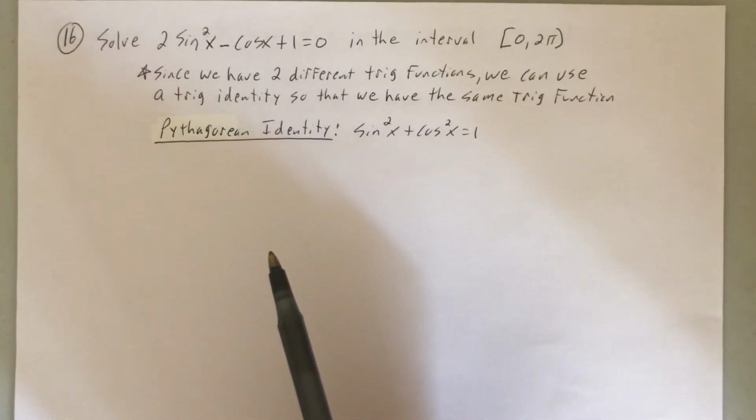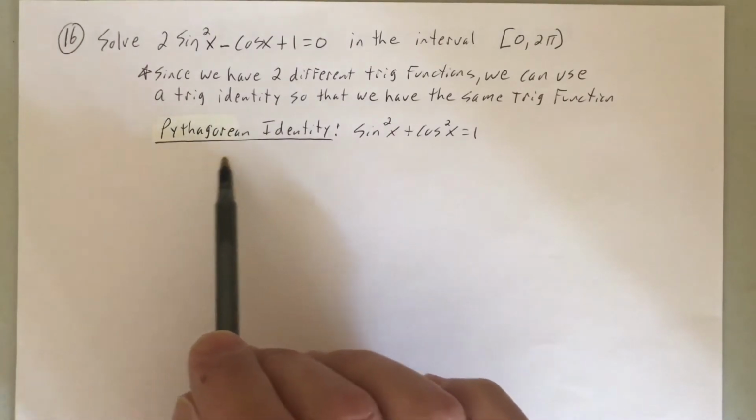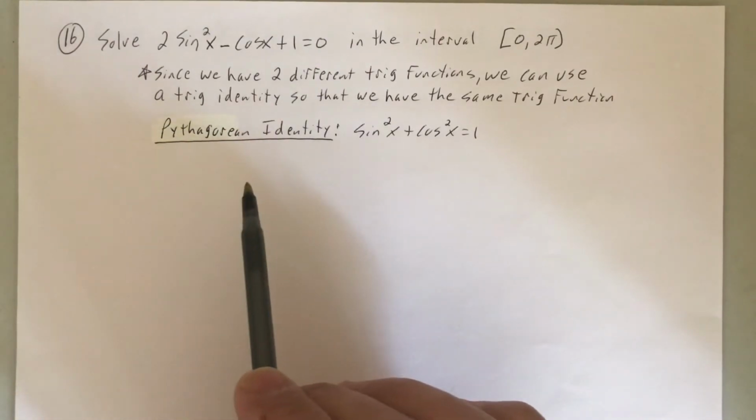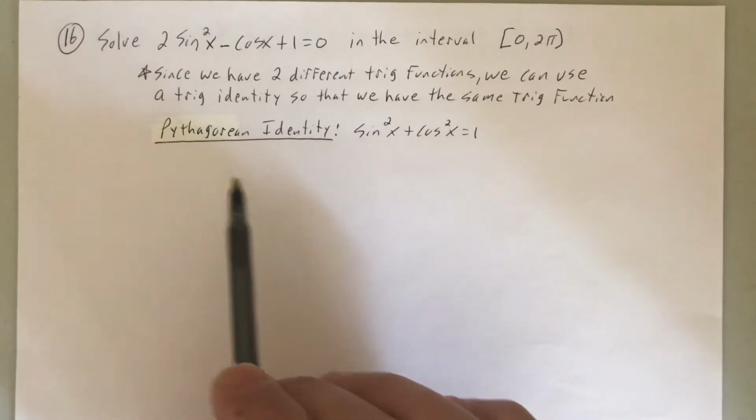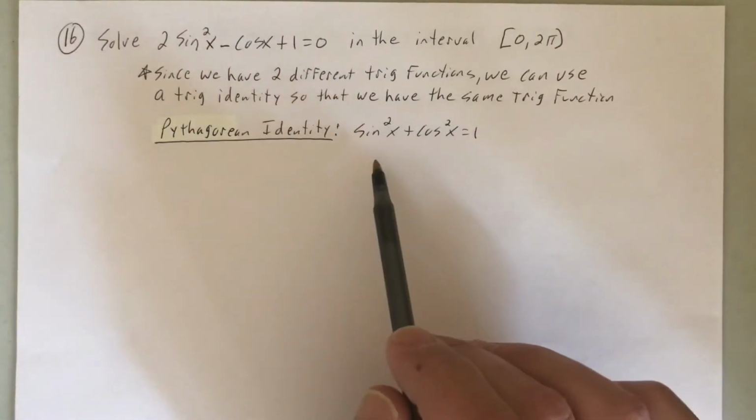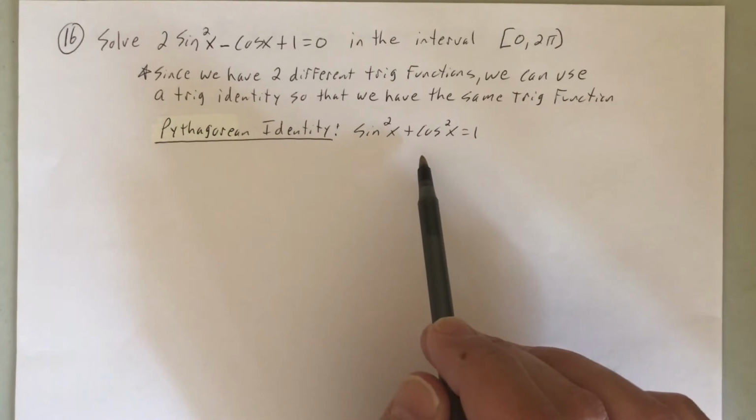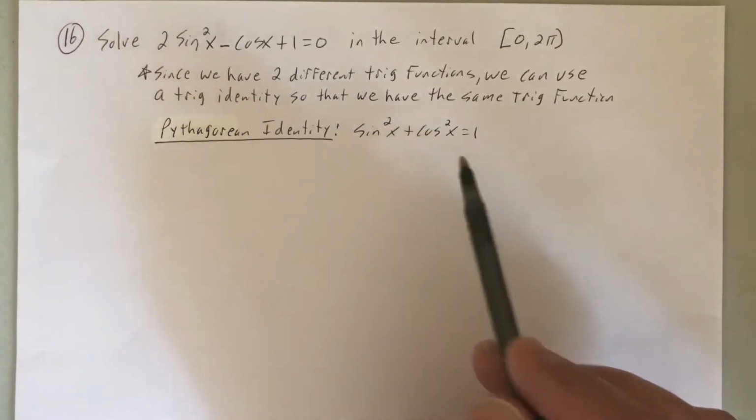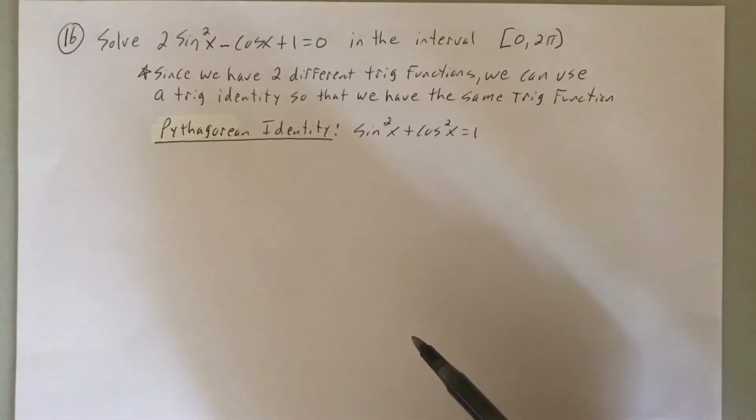And the first identity that you're going to learn is the Pythagorean identity. Again, we're going to learn more about the identities in the next section, but for here we're just going to use what's called a Pythagorean identity, and that is sine squared x plus cosine squared x is equal to 1. So you might be saying, well, how is that going to help us?